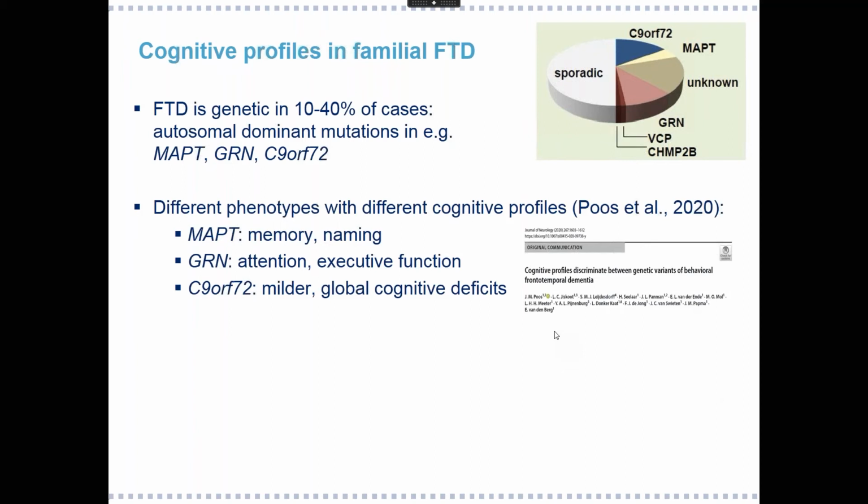But a recent study also showed different cognitive profiles depending on the mutation involved. For instance, deficits in memory and naming in MAPT mutation carriers, whereas progranulin carriers were characterized by attention and executive function deficits. In C9, we see a different cognitive profile. In general, more cognitive domains are involved, so a global cognitive pattern of deficits, but patients also tend to be less affected, so it's a milder cognitive profile as well.